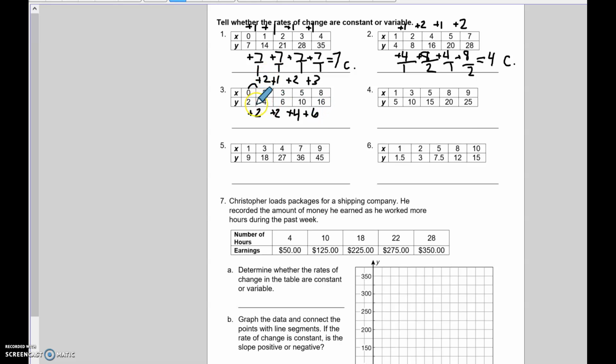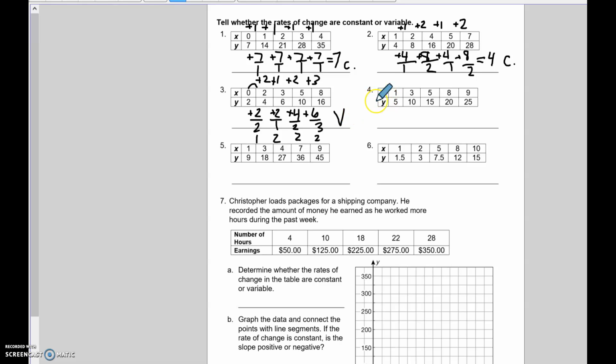Alright, so if I do the change in y over the change in x, 2 over 2, 2 over 1, 4 over 2, and 6 over 3. Okay, if I divide these, 2 divided by 2 equals 1. 2 divided by 1 equals 2. 4 divided by 2 equals 2. And 6 divided by 3 is 2. So they're all the same except for this one. This one ruins it. So if it's not the same exact number each time when we divide it, that's called variable. I'm going to put V. So the rate of change is changing.